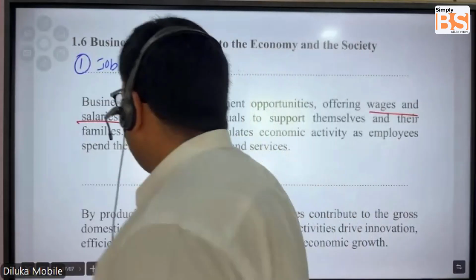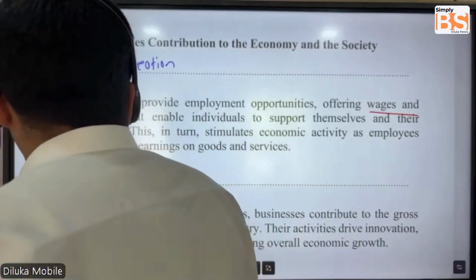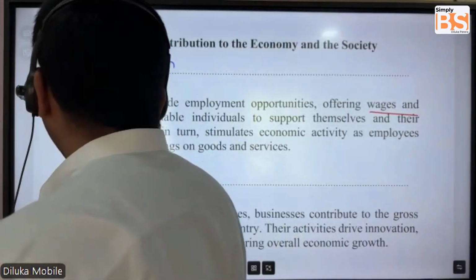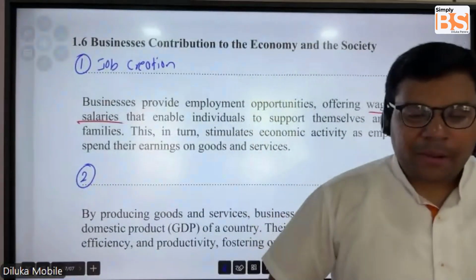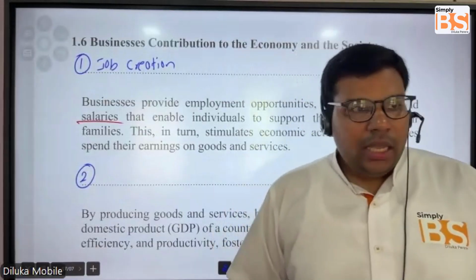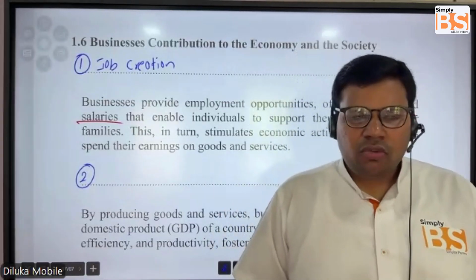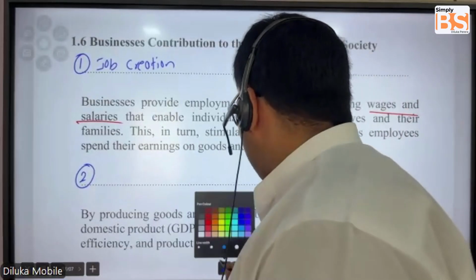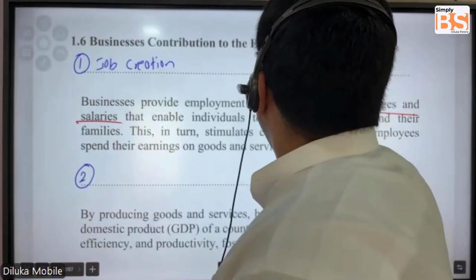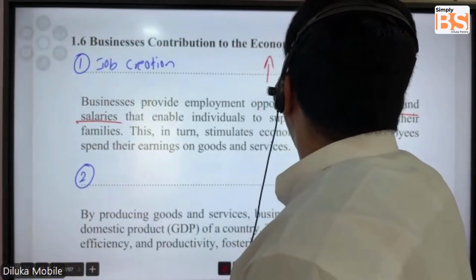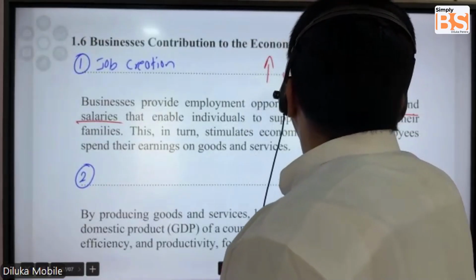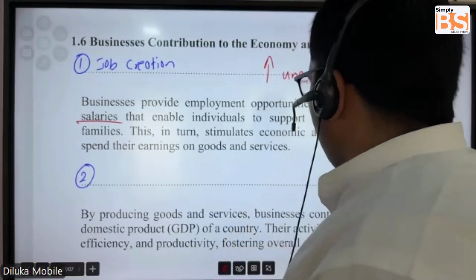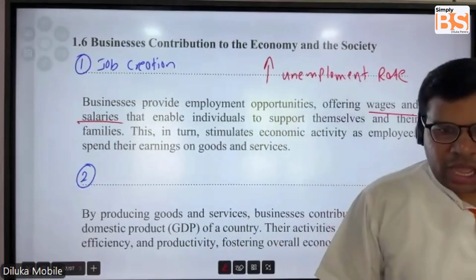That's the first way of how businesses are contributing to the society and to the economy, right? And also, students, the other thing is, if as an economy you have a lot of individuals who are unemployed, if the unemployment rate is very high, is it good or bad? What is the unemployment rate? The rate at which people are not employed for a job.